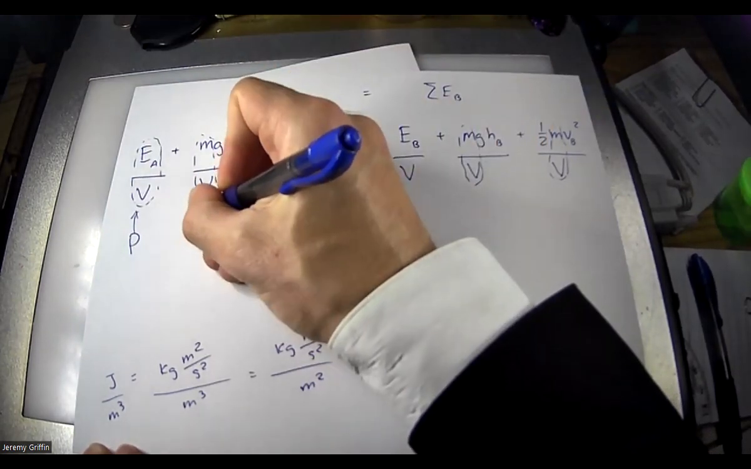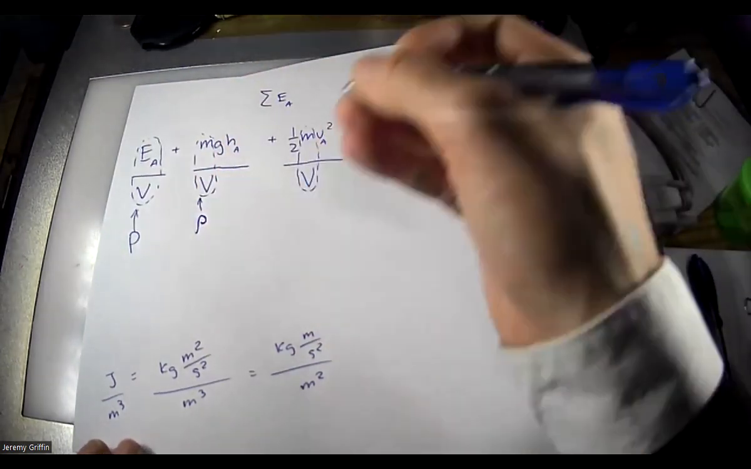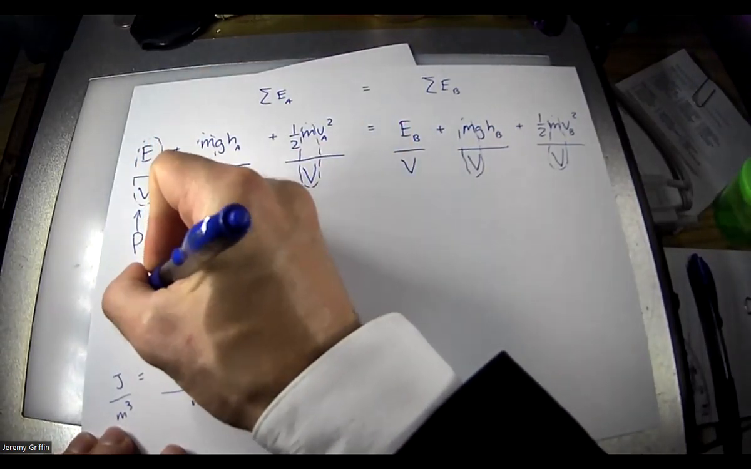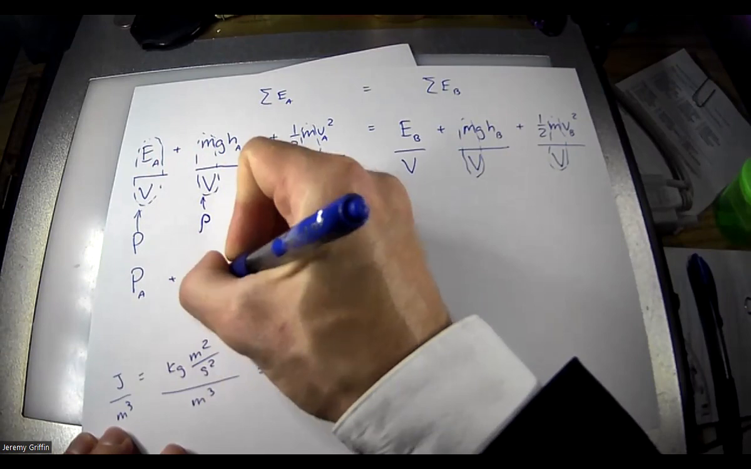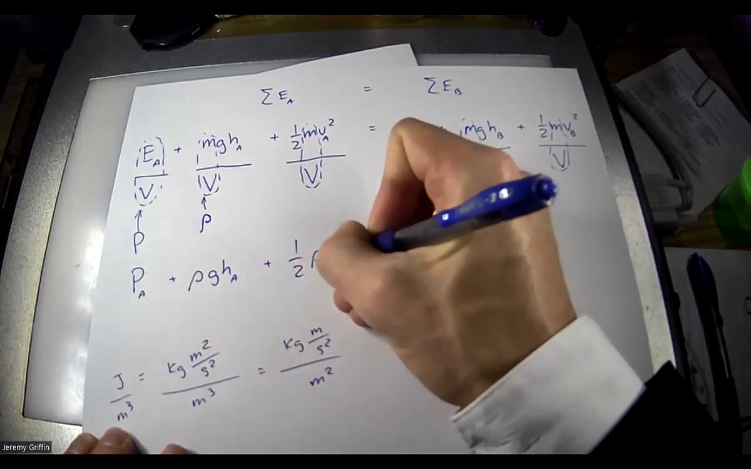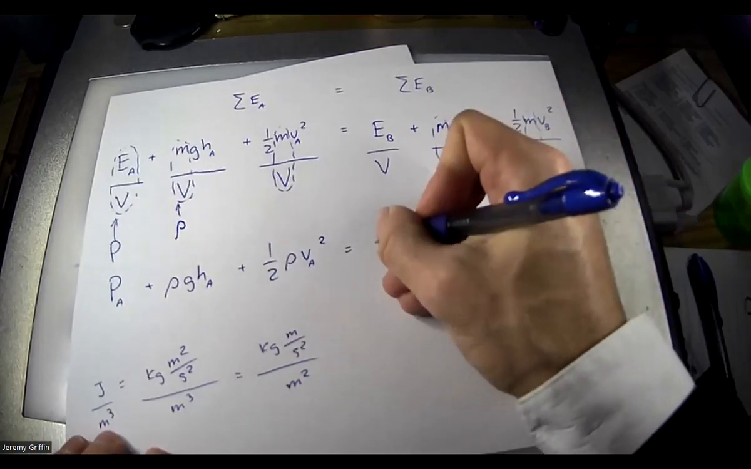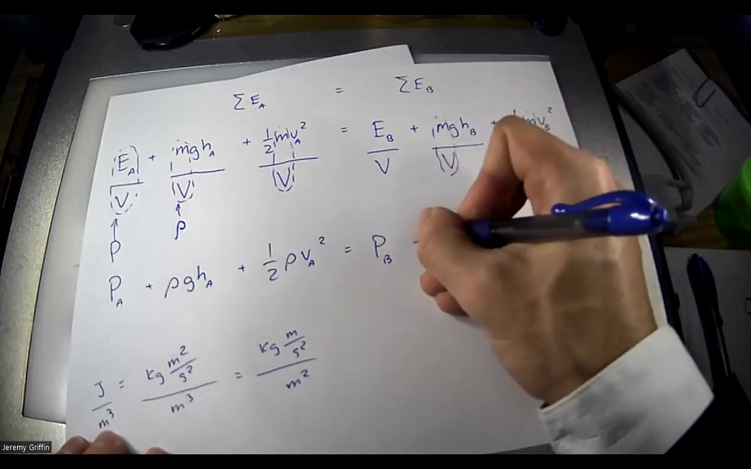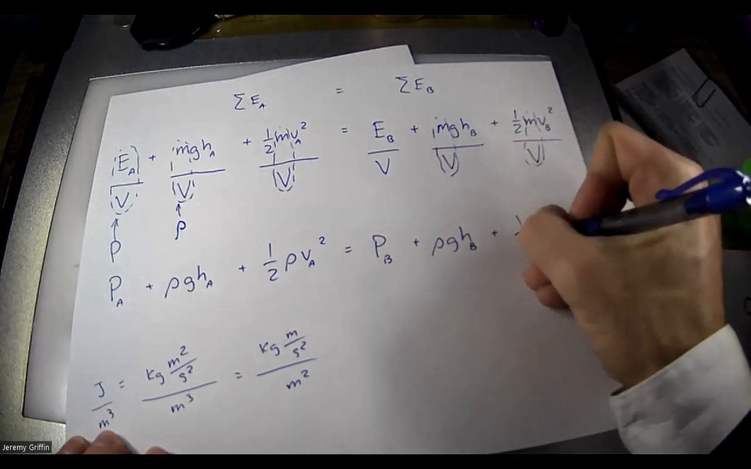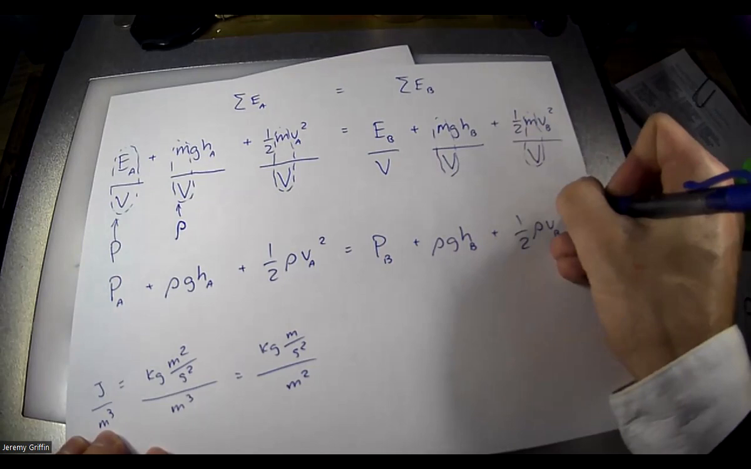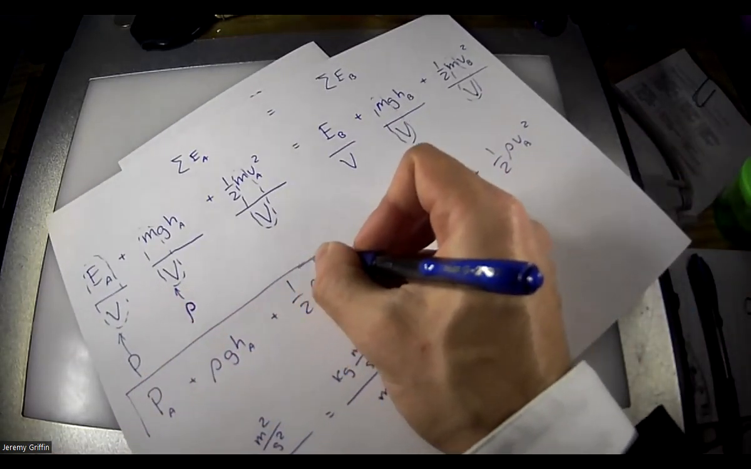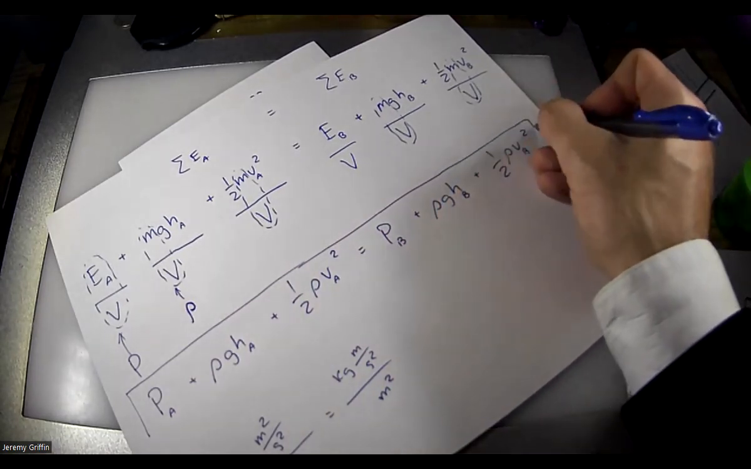Okay, this is the three-letter rho right here. So I can do this. I can say some initial pressure at point A plus rho gh at point A plus 1/2 rho v at point A squared equals, and the same thing at point B: pressure, rho gh, 1/2 rho v squared. Okay, and now I have a relationship for water flowing through a pipe system.